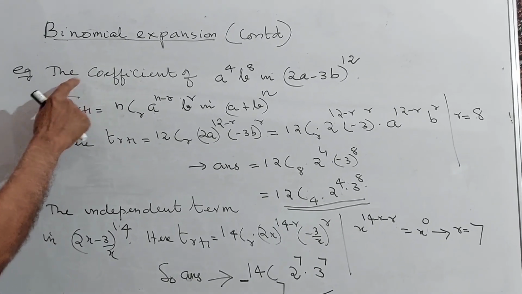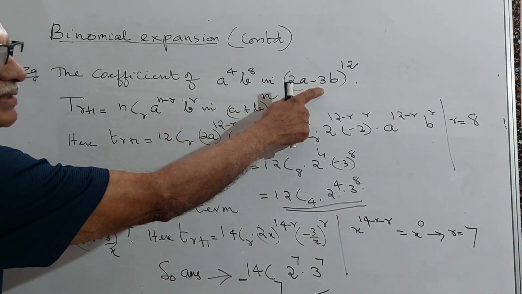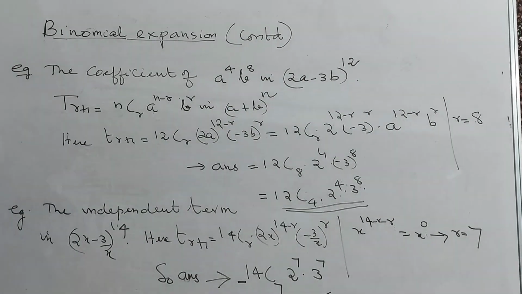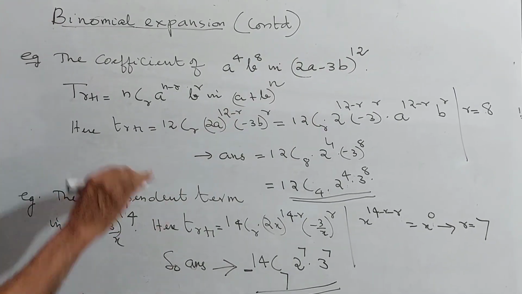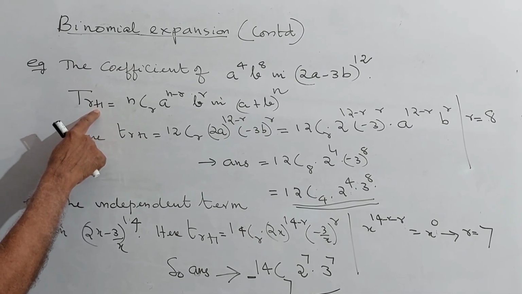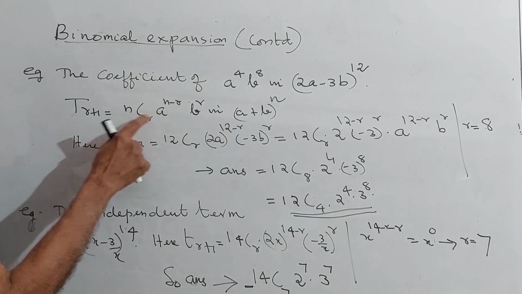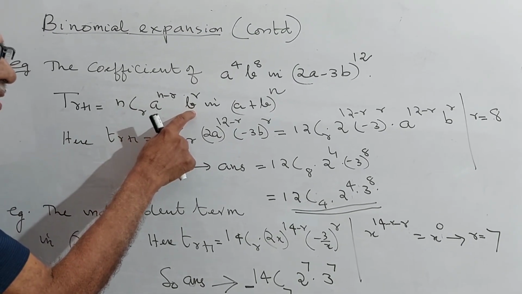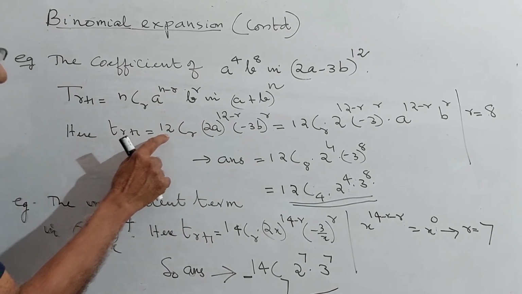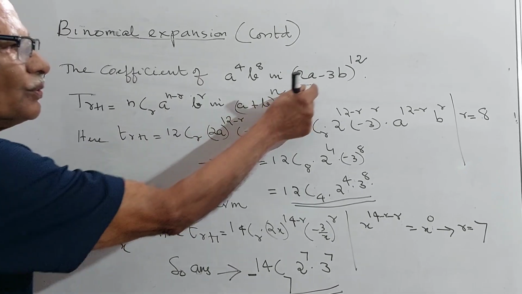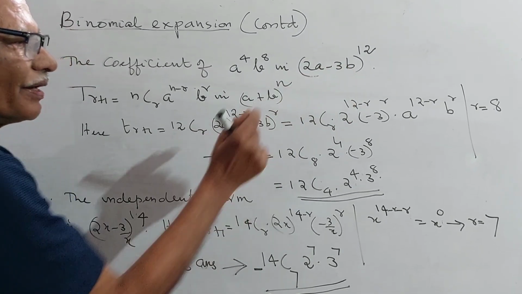The coefficient of a raised to 4, b raised to 8 in (2a minus 3b) the whole raised to 12. So we require a formula of the expansion of this. Now the general term T(r+1) in (a plus b) the whole raised to n is nCr a raised to n minus r, b raised to r. We apply that result. So here T(r+1) is 12Cr (2a) the whole raised to 12 minus r into (minus 3b) the whole raised to r.